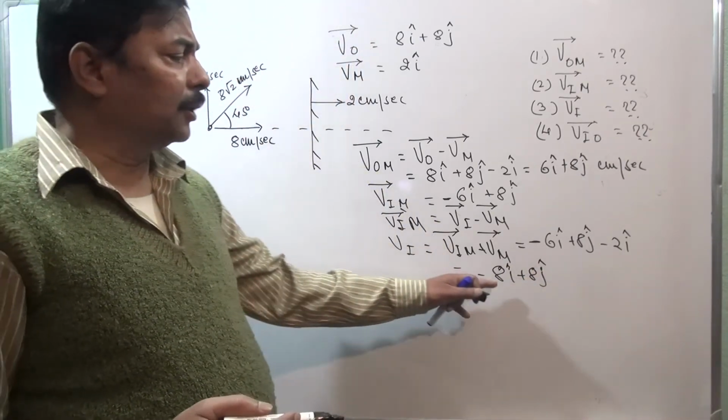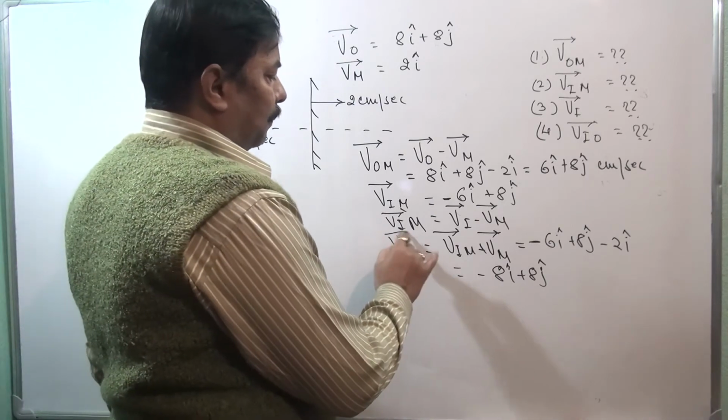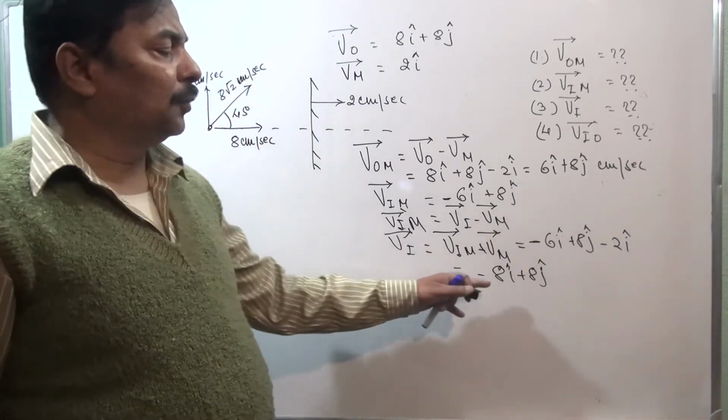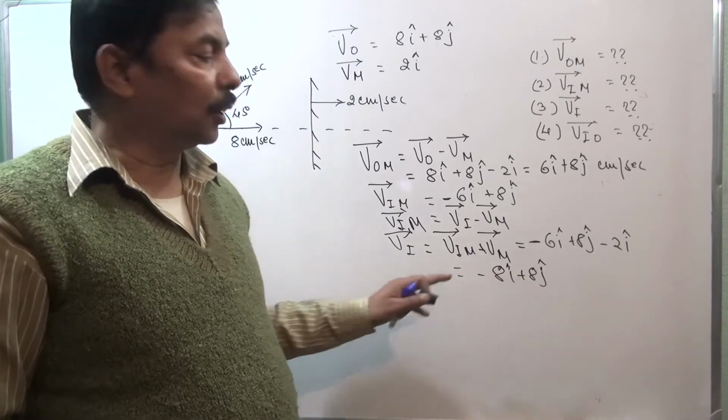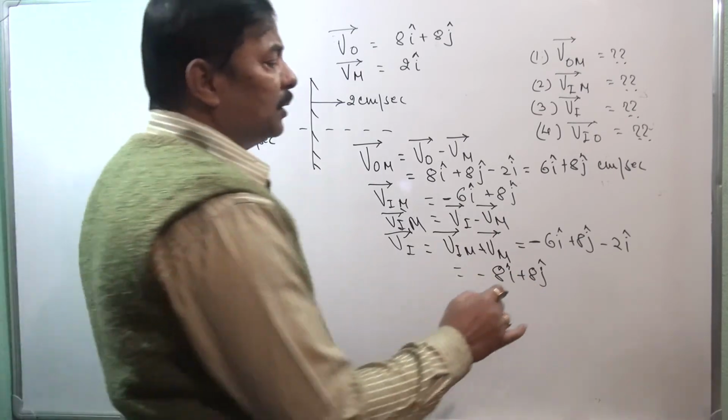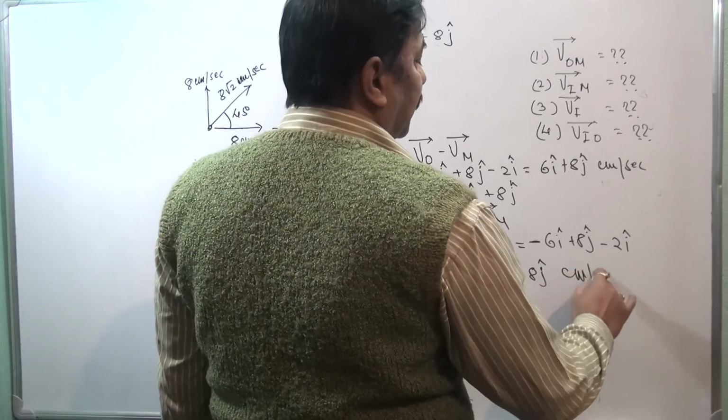How will you find the magnitude? This is your vector form. So for the magnitude you will take the square of this component and the square of this component, 8 square plus 8 square under root. That will give you the magnitude. This much centimeter per second.